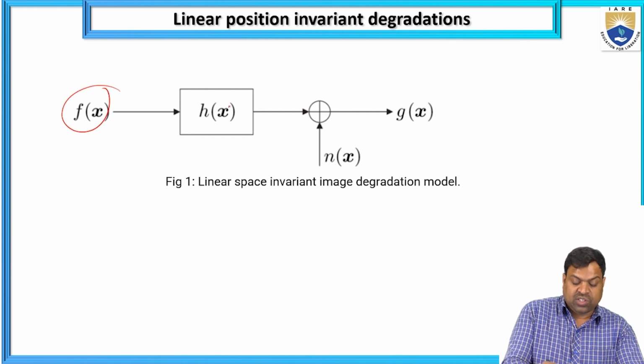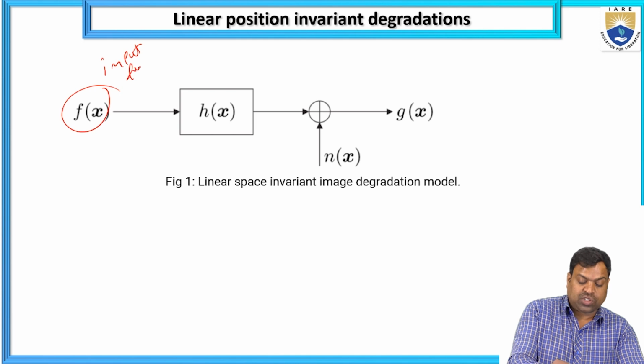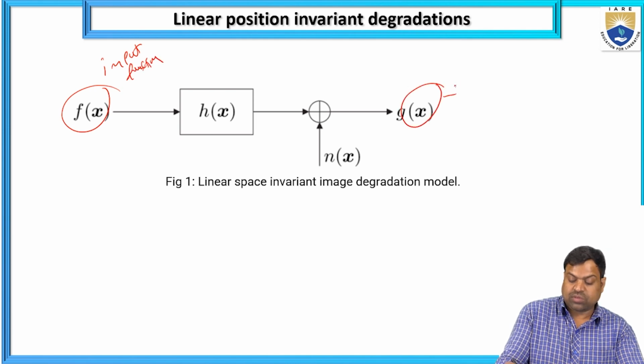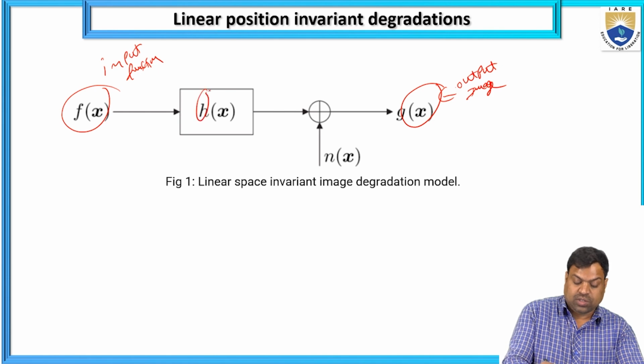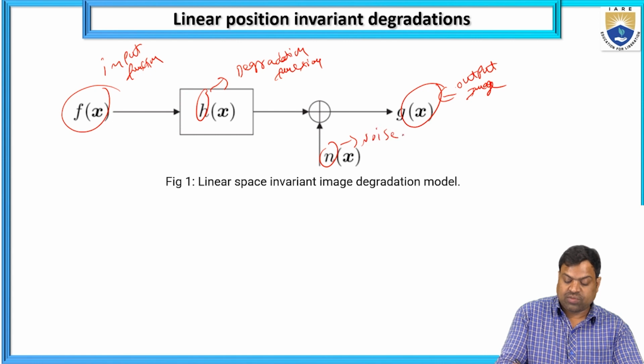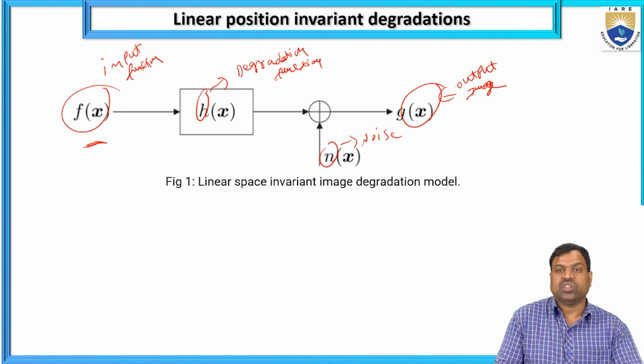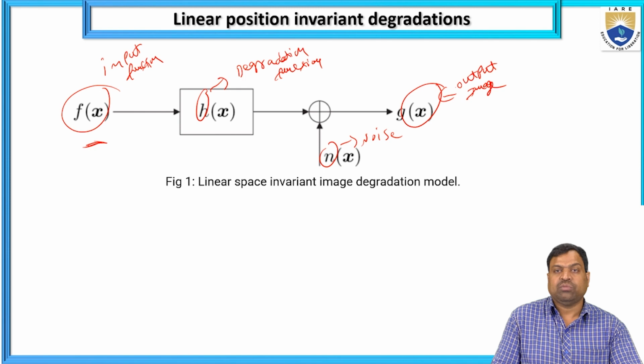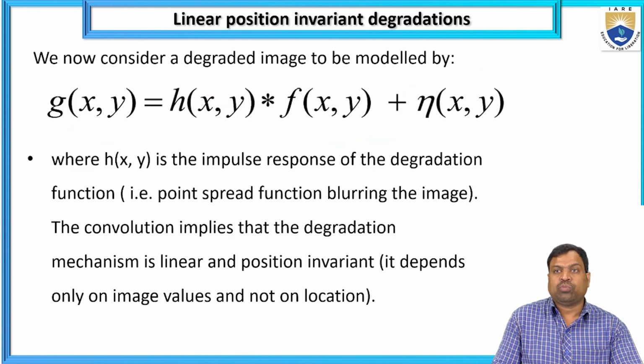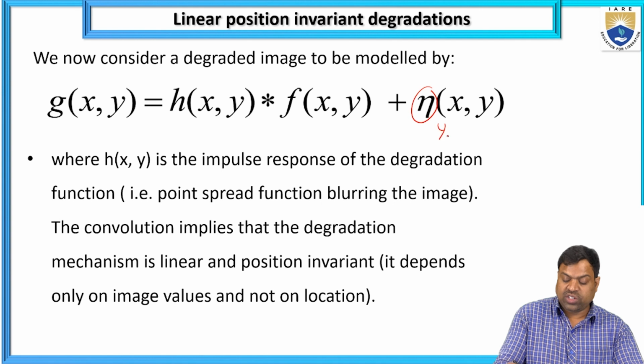f of x, y is the input image or input function, h is the degradation function, and nu is nothing but noise. So for the input image f of x, y, the degradation function is applied and additive noise n of x is added. The output is g of x, that is the output image. So it is a linear space invariant image degradation model. We have considered the degraded output image g of x, y equal to h of x, y times f of x, y plus nu of x, y, where nu is noise.